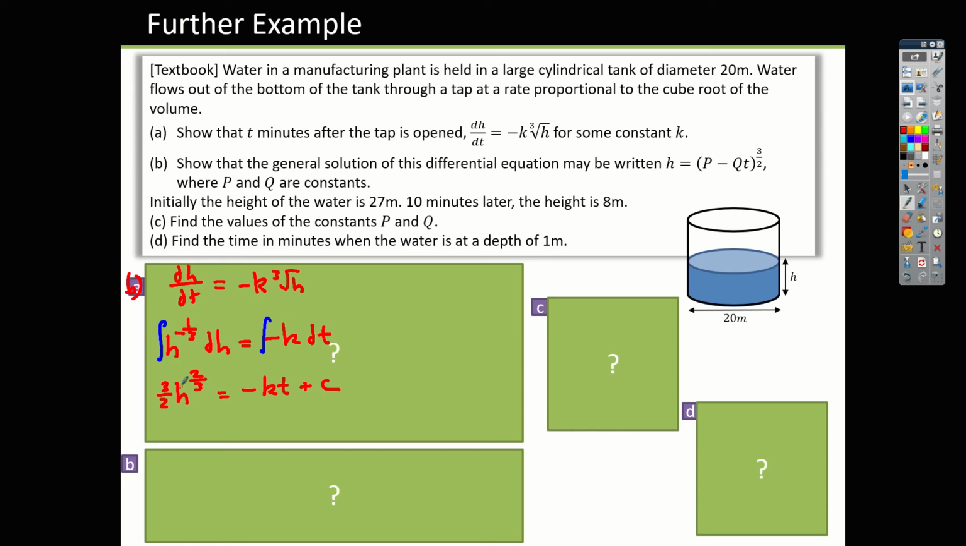So now let's solve for h. I need to firstly clear this 3/2 fraction. So h to the 2/3 is 2/3 because I can flip this to the other side. Maybe let's expand the bracket so we can then raise to a power next. So this is minus 2/3 kt plus 2/3 of c. And then to clear the power, I'm going to cube everything and then square root, which is the same as raising to the 3/2.